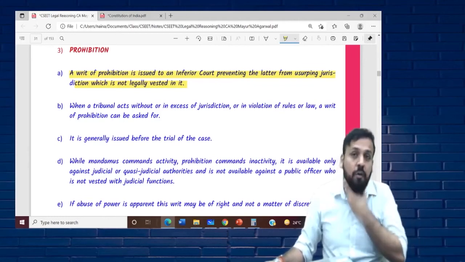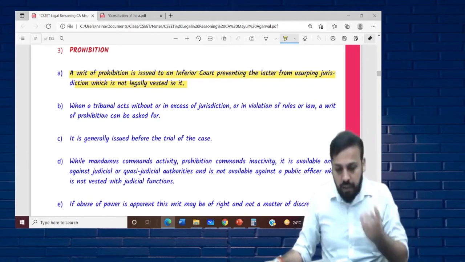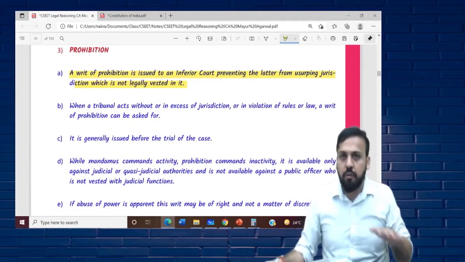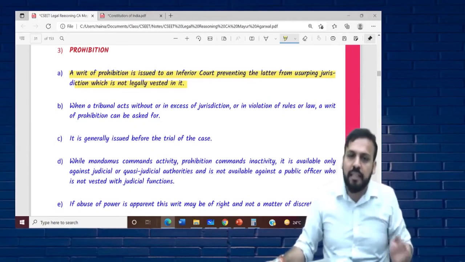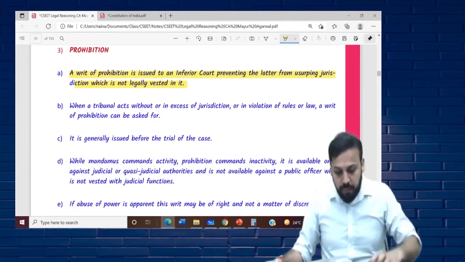Can they pass an order against the police? Generally, it is against the court. But can they stop the police who are not allowed to open the case and are working on it? Yes. So that is prohibition.